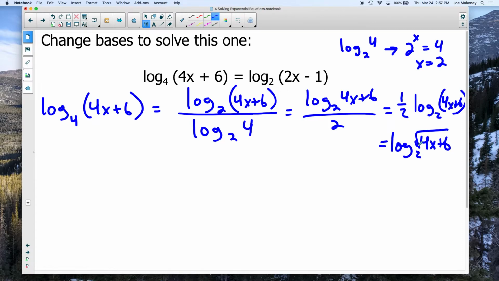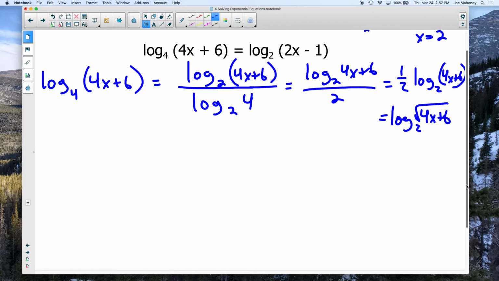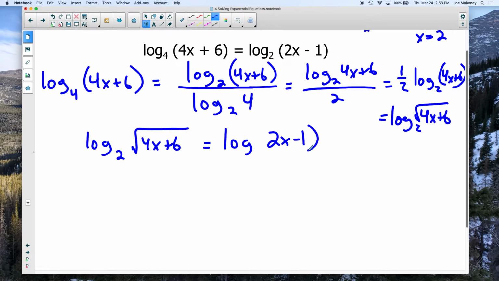And now you're like, what? But hold on. Catch a breath for a minute. First we changed the base, and we got it into base 2. Once it's in base 2, man, we're home free, because now look what I got. I got the log of the square root of 4x plus 6 in base 2 equals the log of 2x minus 1 in base 2. Our bases are the same. The logarithms are gone. So now I just have the square root of 4x plus 6 equals 2x minus 1.